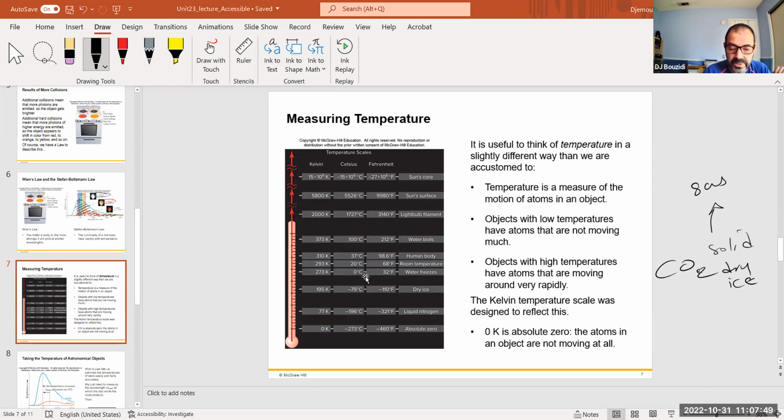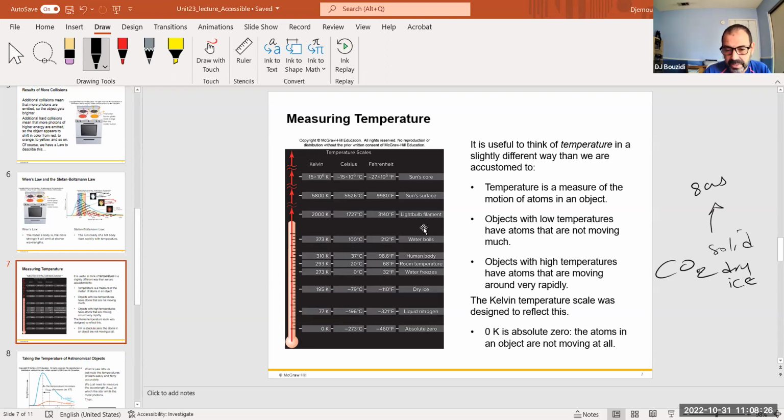At 0 degrees Celsius or 32 degrees Fahrenheit, it's 273 Kelvin. This is where water freezes. Room temperature is about 293, so 27 degrees Celsius, when you add it to 273, that's 293, which is about 68 degrees Fahrenheit. The human body is about 310 Kelvin or 37 degrees Celsius or just under 100 degrees Fahrenheit. Water boils at 212 or 100 degrees Celsius, and that is 373 Kelvin.